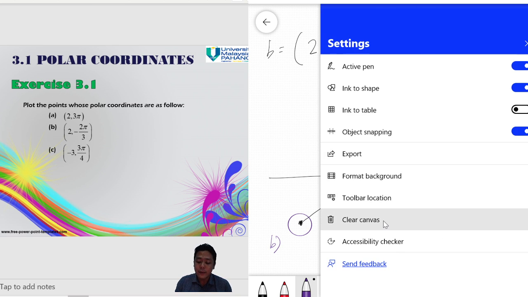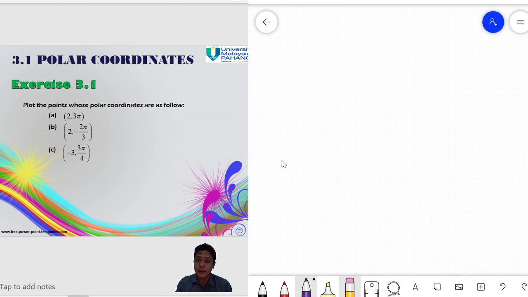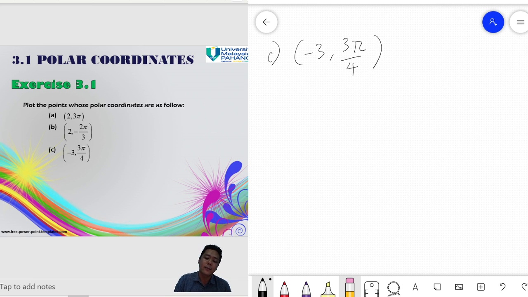Let's proceed with the last example of the plotting. You are given -3 and 3 pi over 4. Okay, to make sure that you will not confuse, sometimes you put into a positive form first, and then you try to reverse it into a negative one. For example, before proceeding to the -3, I label it as 3 pi over 4.